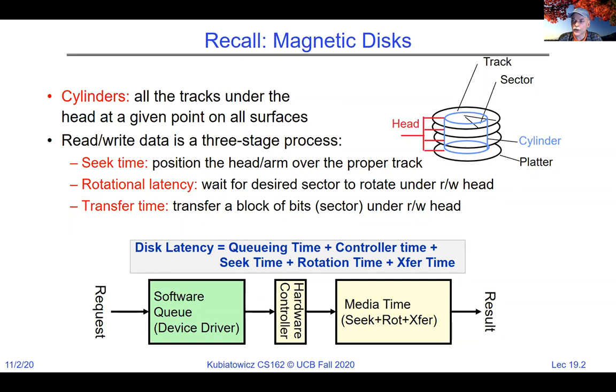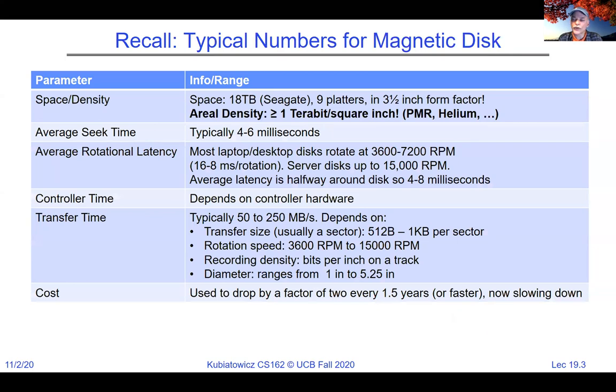We showed you a picture or two of the inside of a disk last time as well. So if you missed that lecture, you can go back and take a look. Here were some typical numbers. So I pulled out commodity Seagate 3.5-inch disks, which are now up to 18 terabytes, 9 platters, more than a terabit per square inch on each surface. So that's pretty amazing.